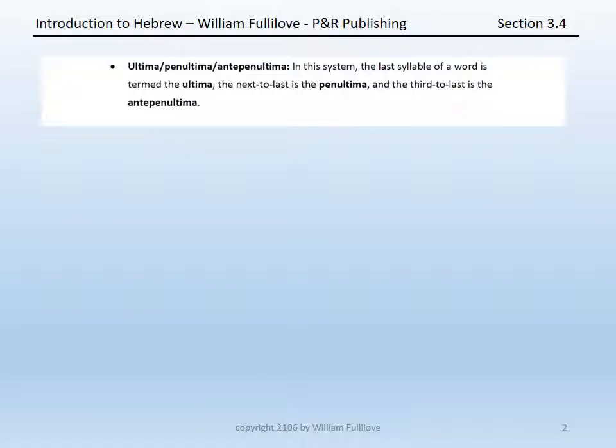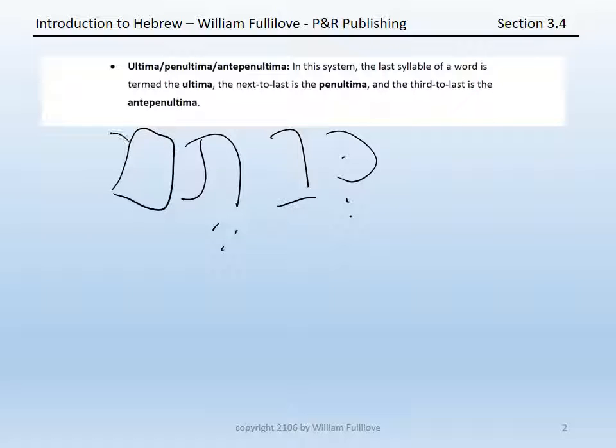The second system uses the terms ultima, penultima, and antepenultima. In this system, the last syllable of a word, the final syllable, is termed the ultima, the last. The next to last, the penultima. And the one before that, the antepenultima. So again, with the Hebrew verb, you would have three syllables. The ultima would be tim. The penultima would be ra. And the antepenultima would be k.